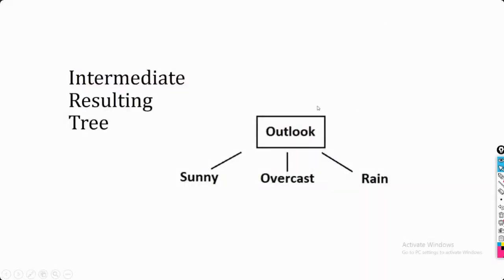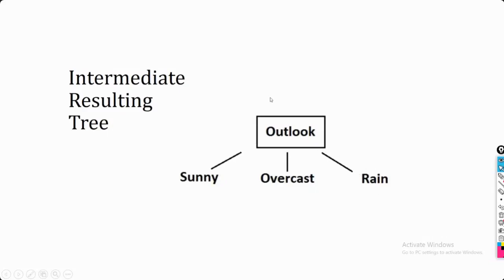And for your outlook, how many values are there? Sunny is there, overcast is there, and rain is there. This is the outcome; this is basically the attribute value for this particular attribute. Now what we are going to do next is divide our given set of instances. Where the outlook is sunny, that is going to be a part of this side. Next, I'm going to divide the instances where the outlook is overcast, so that is going to be a part of this side. And next, the remaining instances are going to be a part of this side.